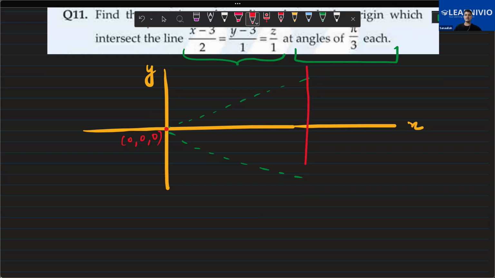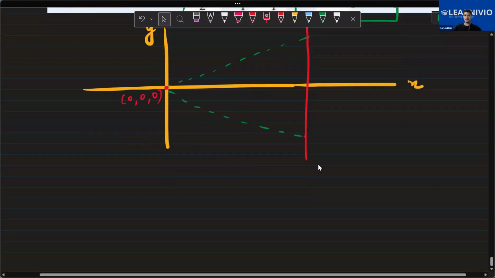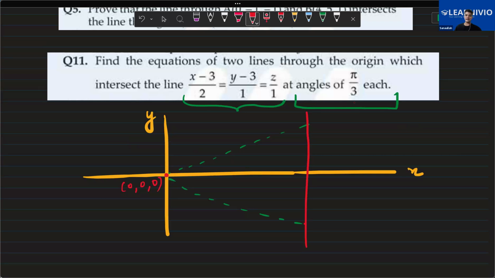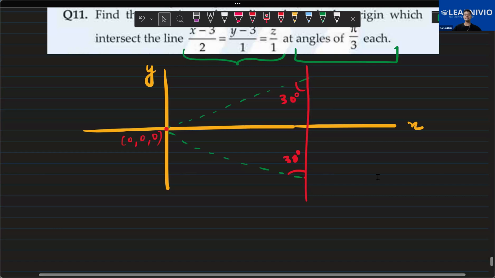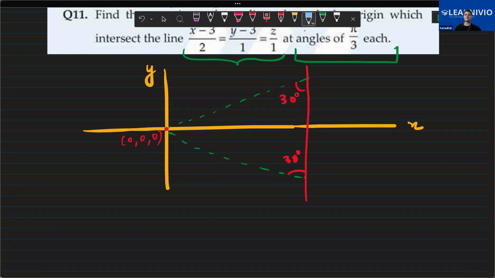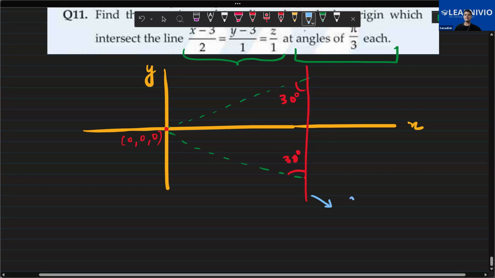लाइन कभी सीधा नहीं बनता है क्या? ओके. They are making pi/3 with this line. That means this is pi/3, that is 30 degree. This is 30 degree. Alright. तो ये सब 30 डिग्री दिया हुआ है आपको. और इस लाइन की इक्वेशन, अली आपका आंसर आया था इसका? नो सर. ओके. सो इस लाइन की इक्वेशन है वो है x-3/2.